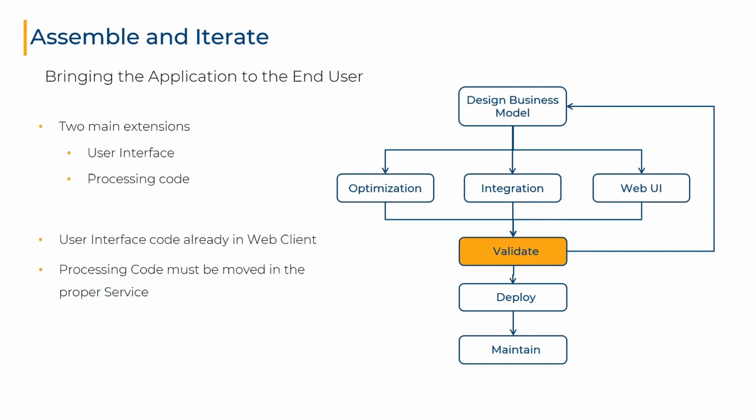When creating an application on the top of the dock, there are two main extension points that we need to integrate: the user interface and the processing, which covers both the optimization engine and the data handling. The user interface is ready to use and does not require work at this stage. This is not the case with the processing code, which is in its library. To make it available in the application, we need to move it to an appropriate service.